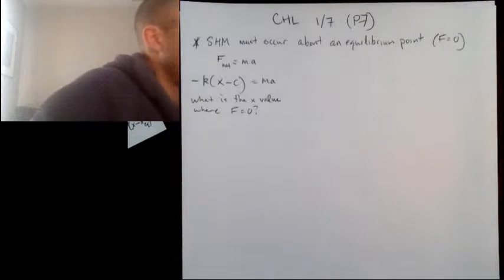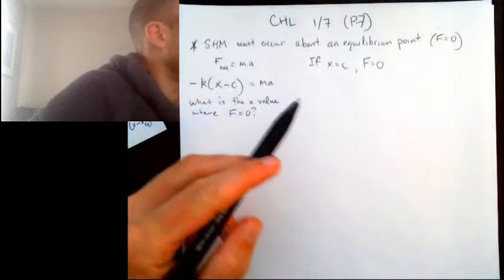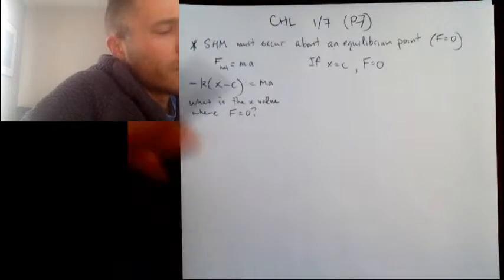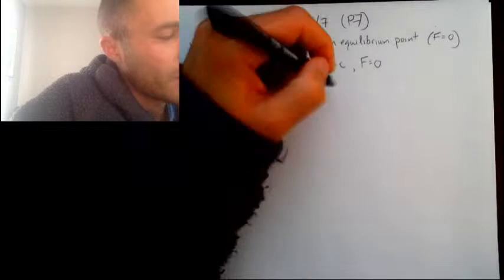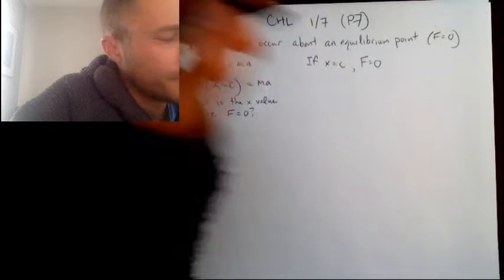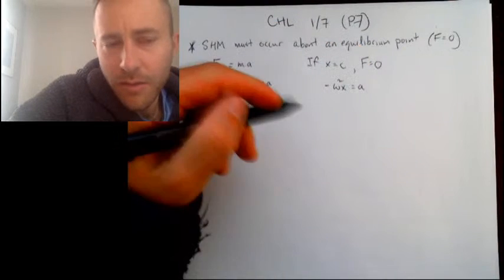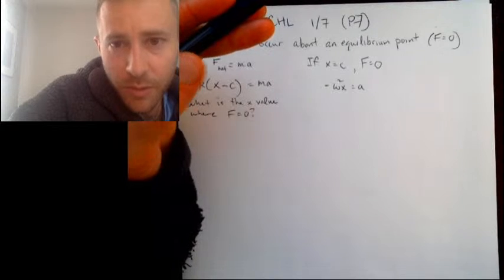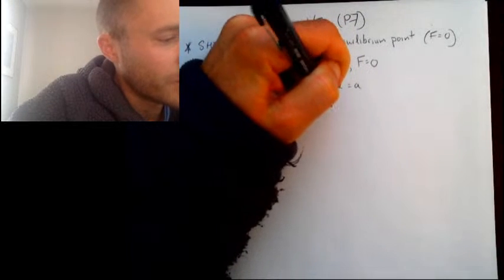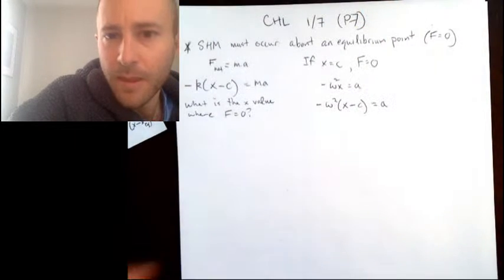Yeah, so if x equals c, the force is equal to zero. So x equals c is the equilibrium. So it actually turns out that the equation minus omega squared x is equal to a, that is the equation of simple harmonic motion, but also an equivalent equation of simple harmonic motion is minus omega squared times the quantity x minus c equals the acceleration.